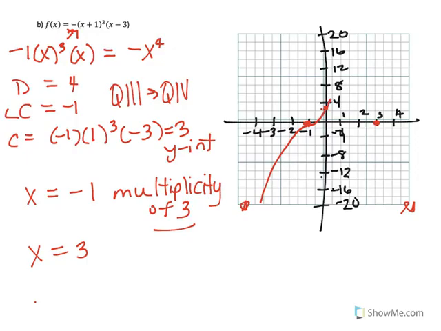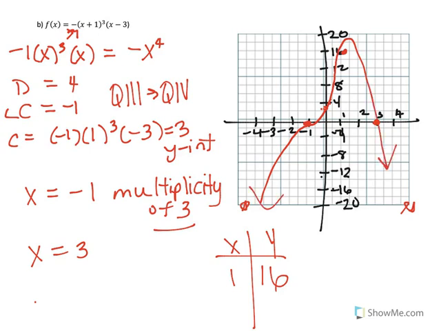Now we don't know how big it's going to get in here, so let's try plugging in 1. I plug a 1 in, I get 16, so it goes all the way up here. So this is what our graph will roughly look like. So again, those multiplicities just affect the behavior as it approaches the intercept.